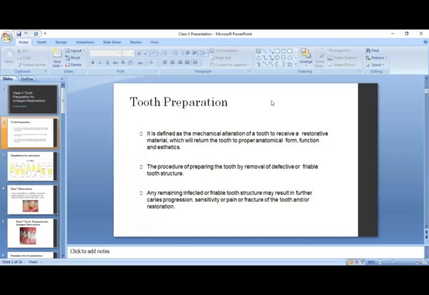Third, any remaining infected or defective tooth structure may result in further caries progression. For example, if you left the caries lesion on the structure and you're expecting the restoration or the filling to be successful, it won't be possible, because you left the caries lesion. If you failed to remove all of the lesion completely and you put the restoration on that area, that caries lesion will ultimately progress because you left it there.